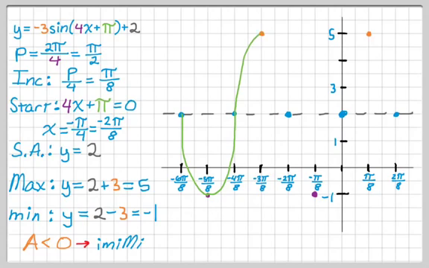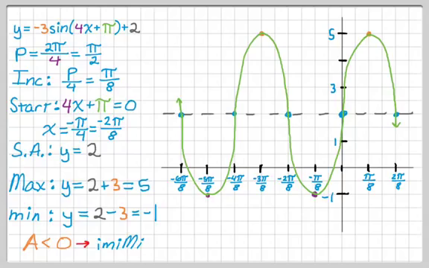So you want the graph to be curvy. I mean, it's not an absolute value graph. It's a little harder the bigger the amplitude gets. And then just make sure you indicate little arrows at the end to show that it keeps going. So that's our graph of -3 sine of the quantity 4x plus pi and then plus 2.